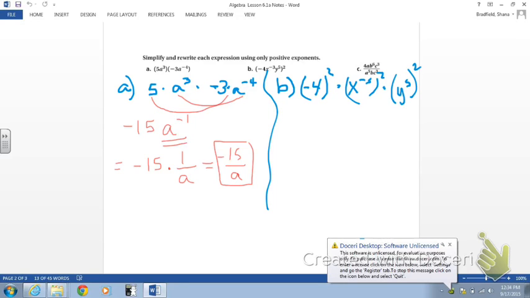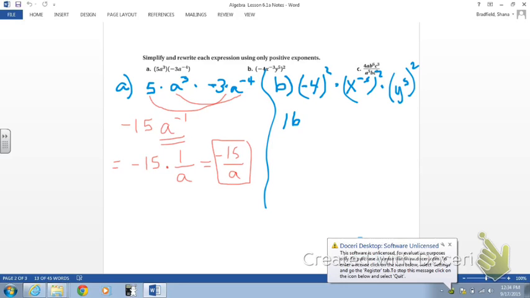Negative 4 squared is positive 16. And then for each one of the remaining terms, or factors, it's the power of a power. So when you have two exponents, you multiply the exponents together. So that'll give me x to the negative 6 and y to the 10th.